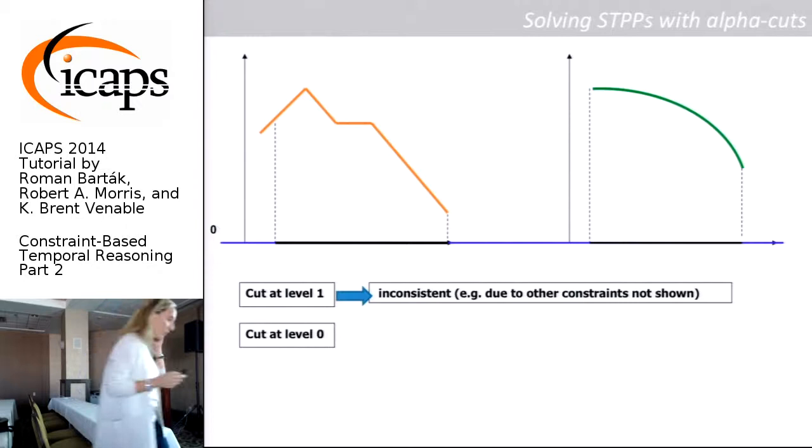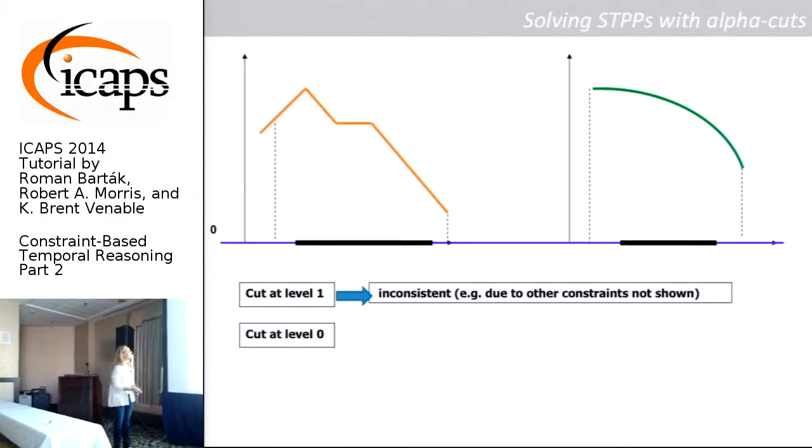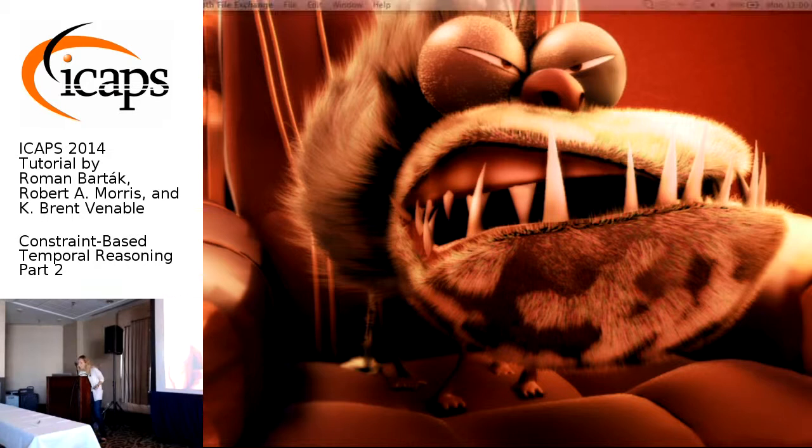Okay, so maybe we can move on to uncertainty. All right, so now I have to go. Maybe I should just go with the, now you're going to get Kyle. There we go. Hopefully this will still work.